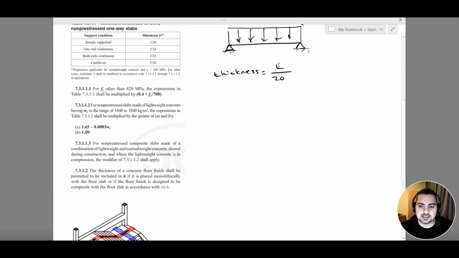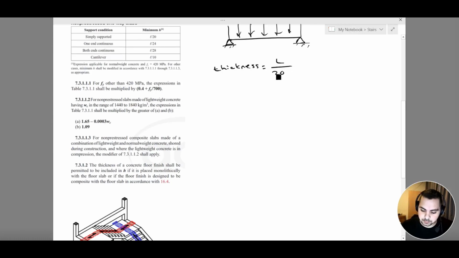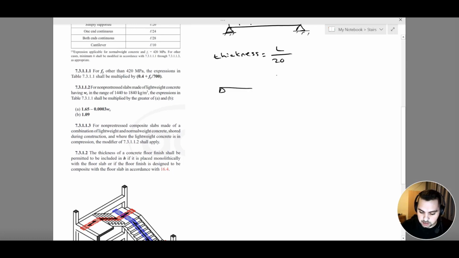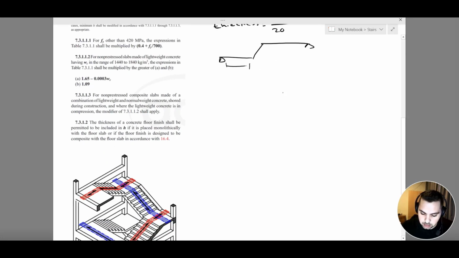Now, what is the length that I'm going to take into consideration here? If we draw this again, the length is the total length of my staircase, which is my landing plus my staircase plus my landing. It is not the projected length of my staircase, it is the diagonal length of my staircase that I need to take into consideration.